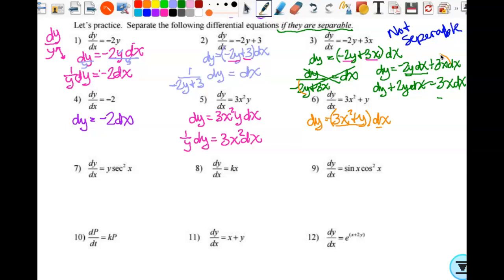No. And if you actually wrote it out, that's fine. I'm just not going to take the time to do it because you can't really read what I'm doing anyway. So this is not separable. We're good on that? Okay.